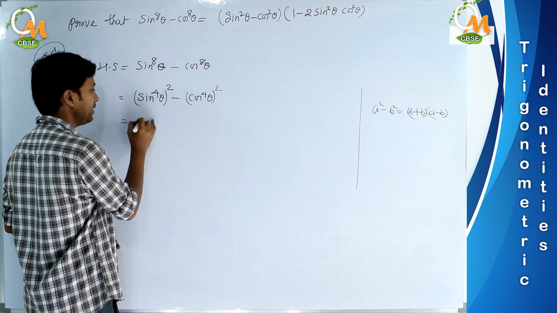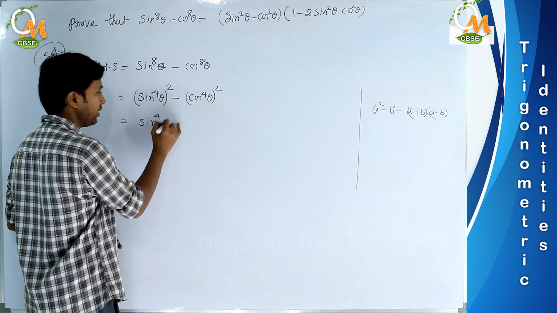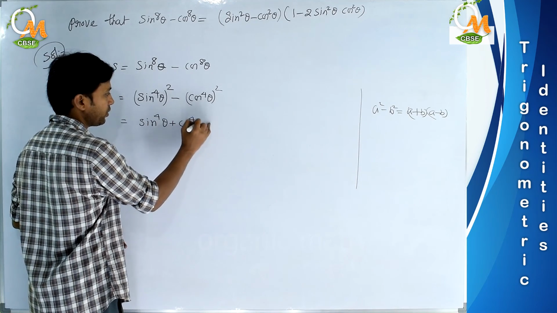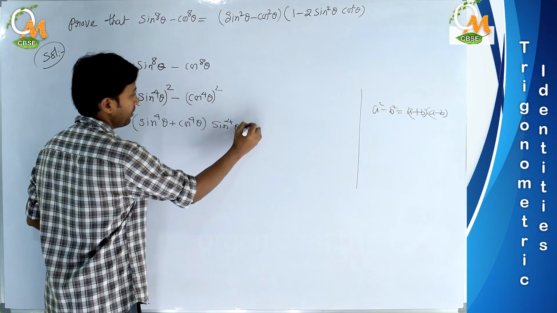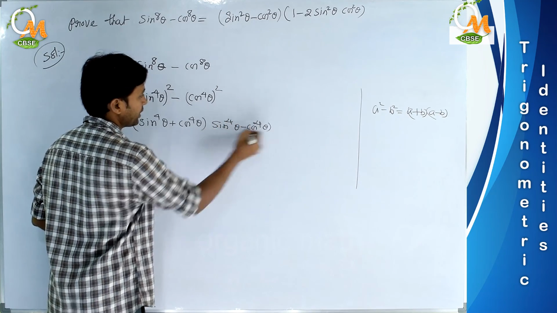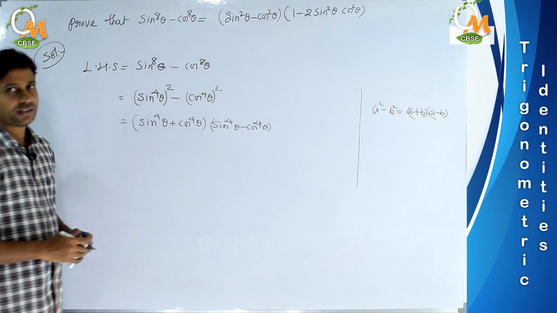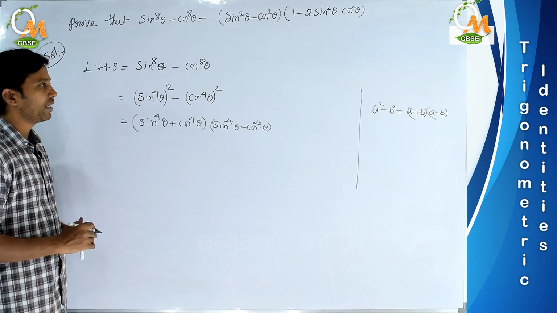So how can we write it? Sin to the power of 4 theta plus cos to the power of 4 theta into sin to the power of 4 theta minus cos to the power of 4 theta. Like this we can split them or not? Yes, we can split into that.